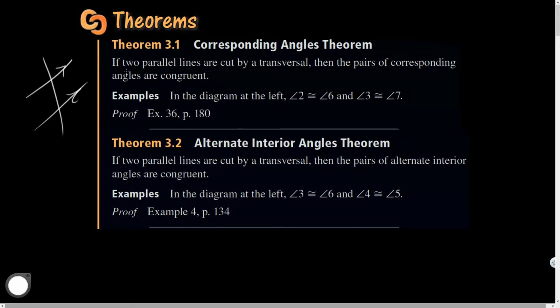And notice it's a conditional statement. It says if two parallel lines are cut by a transversal, all right, that has been completed. Hypothesis has been met, right? Therefore, then the pairs of corresponding angles are congruent. So they're claiming that this angle and this angle will be congruent.